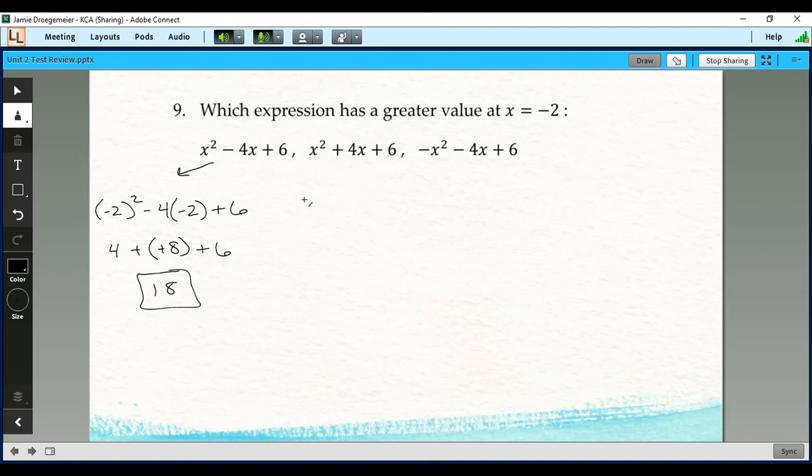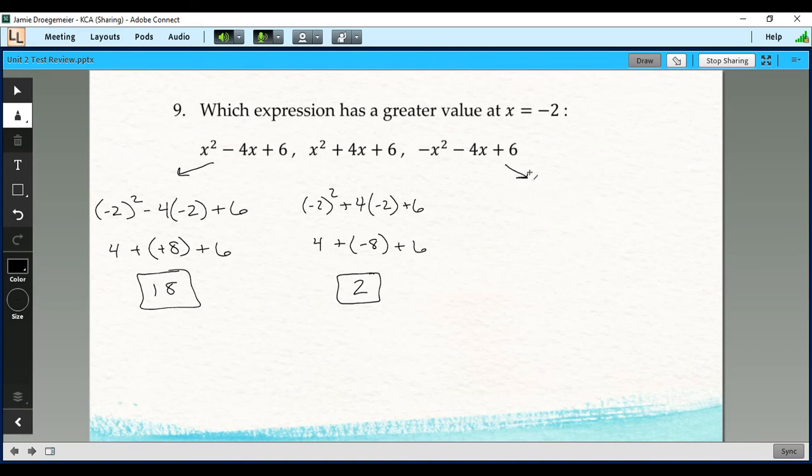Our second one, plugging in -2 again, -2 squared is 4. 4 times -2 is -8, so we're adding a -8 here, and then plus 6. Well, 4 plus a -8 is -4. -4 plus 6 is +2. So that one evaluates to +2.